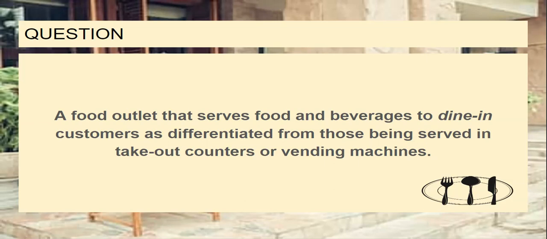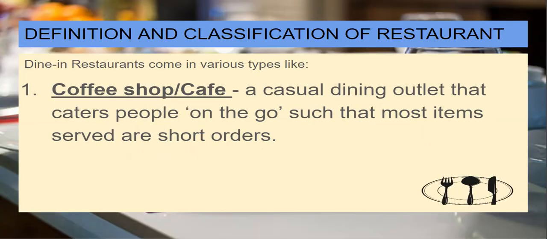So for today, we will define the classification of restaurants, the different restaurants and any kind of food service establishment that is existing nowadays, and of course, the distinctions of those restaurants that are operating now. So here we have the definition and classification of restaurants. To start with, we have the coffee shop or cafe.